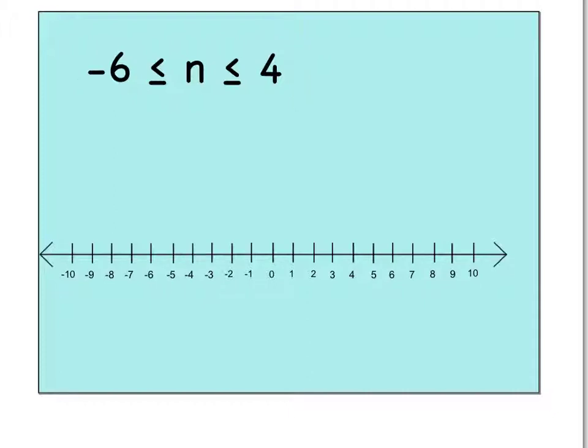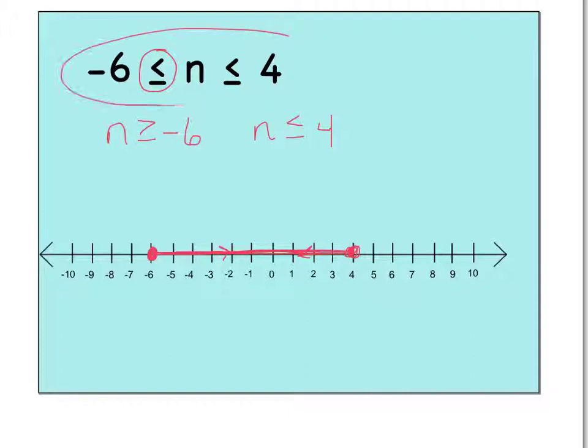It has to fulfill both statements, so what you want to do is I'm going to first plot. Remember, this inequality, it's opened towards the n, so it's going to be n is greater than or equal to negative 6, and n is less than or equal to 4. It has to fulfill both statements. So here, where n is greater than or equal to negative 6, we're going to shade this way, and n is less than or equal to 4, we're going to shade this way. So we want the overlap. So this whole thing in between is going to fulfill both of these statements.